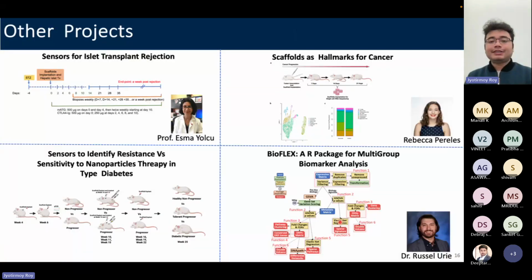Before I wrap up, I'll just give a snapshot of some of the other projects which we are doing. One of the projects which is very interesting, at least to me, is using the scaffolds as sensors for islet transplant rejection. This is basically the next stage. For example, somebody has already become type 1 diabetic. Then what do we do? There is no point, the nanoparticles won't work, the immunosuppressants won't work. So in that case, what you have to do is a transplantation. You transplant the islets, and the islets then help in generation of insulin and make the person remain in the normal state.